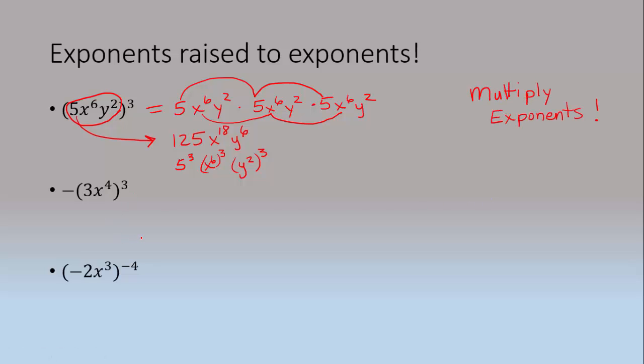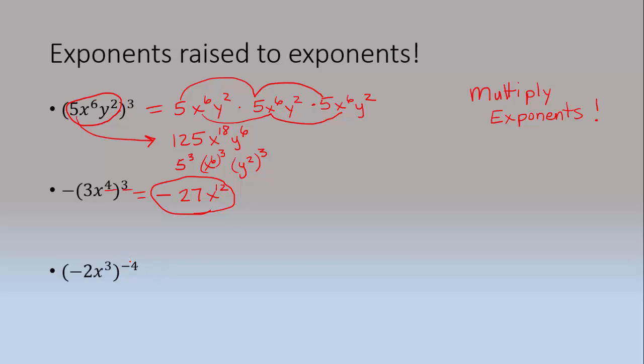Let's try another one. How about negative outside of parentheses 3x to the 4th to the 3rd power? Well, that negative is still going to be in front of our answer, and then we raise what's in the parentheses to the 3rd power, but the negative is separate. Okay, so we've basically got 3 to the 3rd power, which is 27, and then we have x to the 4th to the 3rd, which is x to the 12th. You just multiply them, and we're done. Pretty simple.